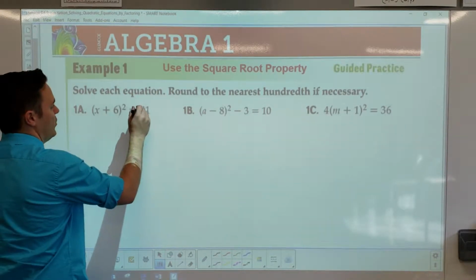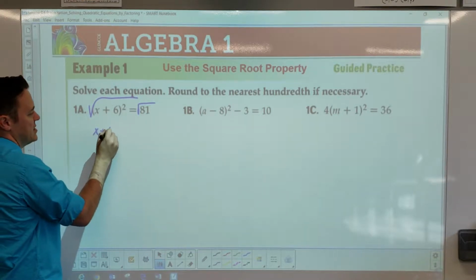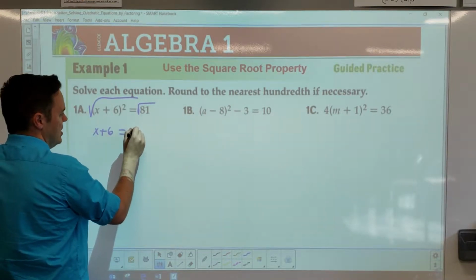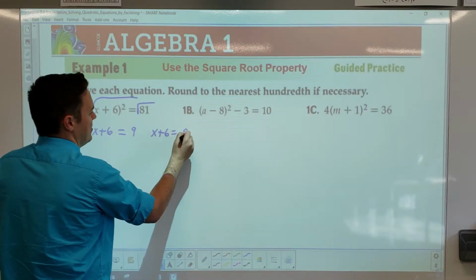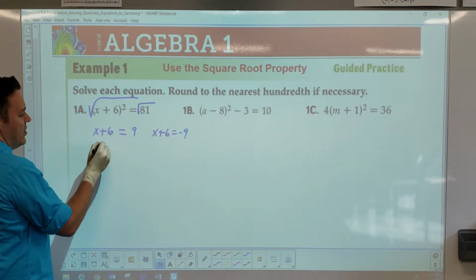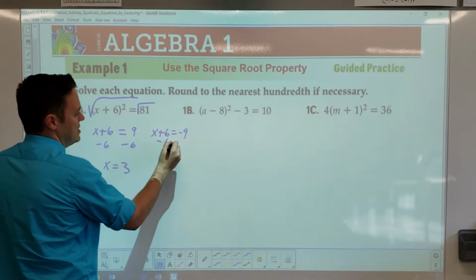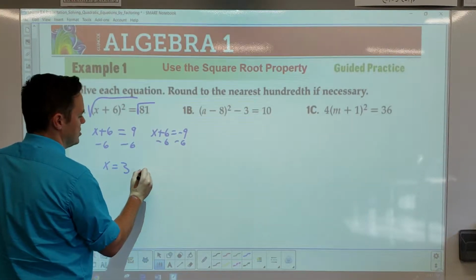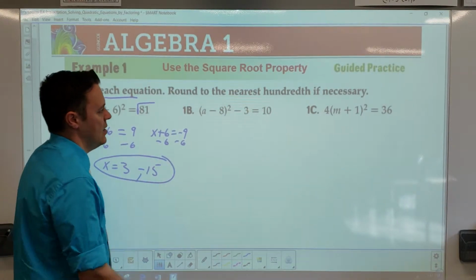Hopefully you paused it. Square root, square root. This would be x plus 6 equals 9, and then x plus 6 equals negative 9. Then you do your math. Minus 6, x is 3. Minus 6, x is also negative 15. So there are your two answers on that one.